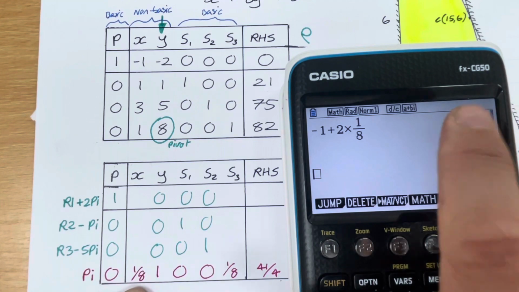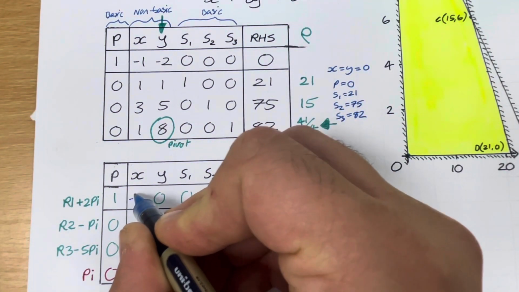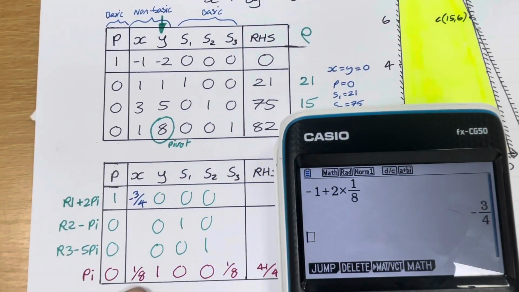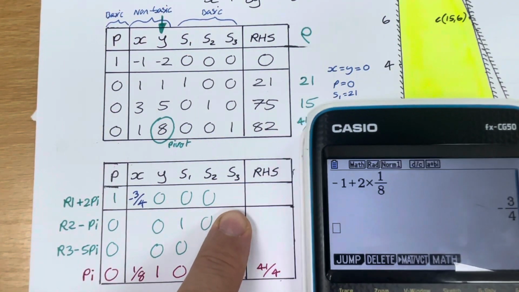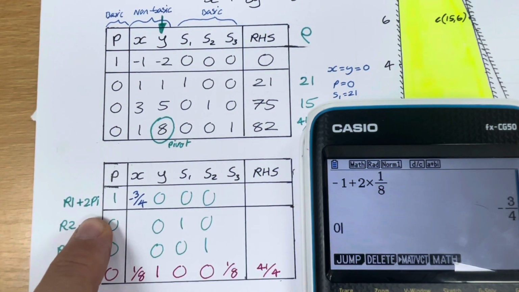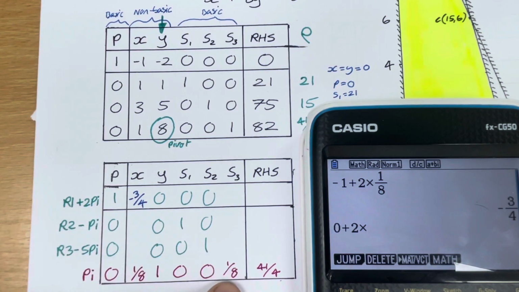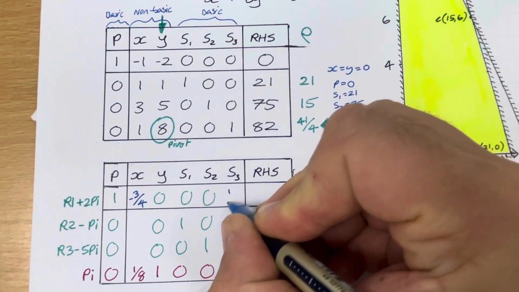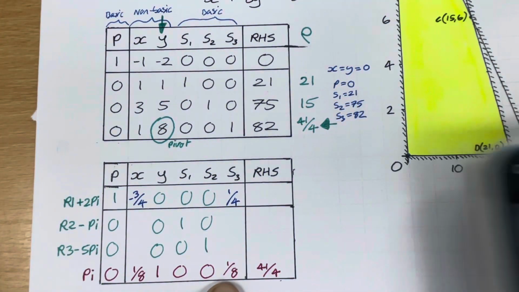So that gives me -3/4. So the number that goes here is -3/4. And I'll just repeat that process for all of the other elements in that row. So S3, that was a 0. And now I'm going to plus 2 times the pivot row, which is 1/8. So that's just 1/4. Hopefully you can appreciate why it is so easy to make a mistake now.